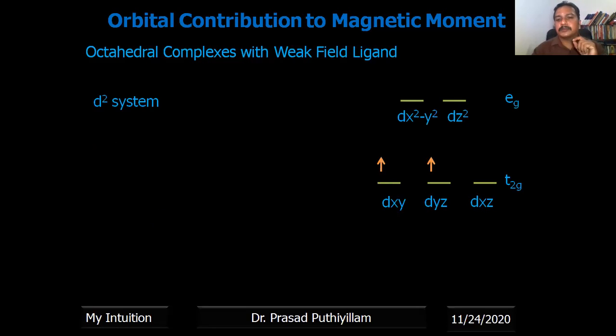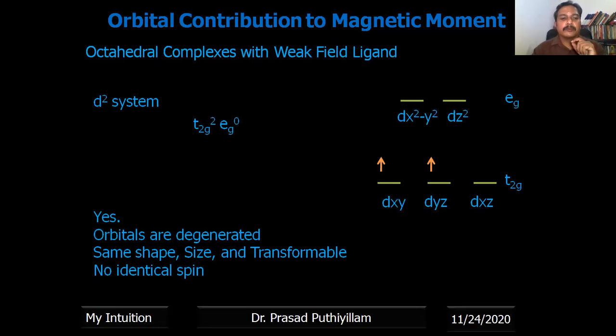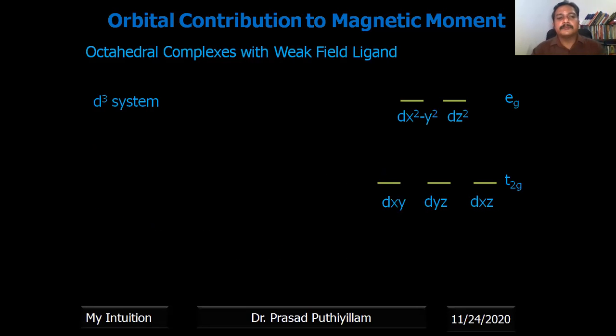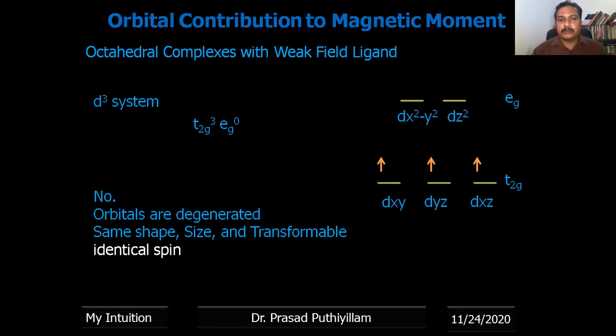The d2 system is also contributing. Now the d3 system has three electrons in t2g, and they have identical spin. So the electronic configuration we write is t2g3 eg0, or simply t2g3 only; eg0 need not be written. It is not contributing because there is identical spin.